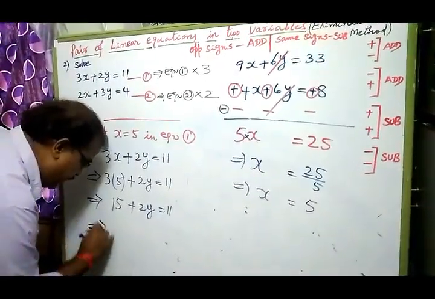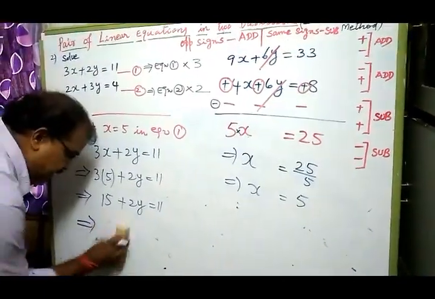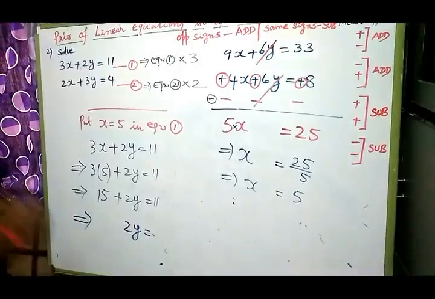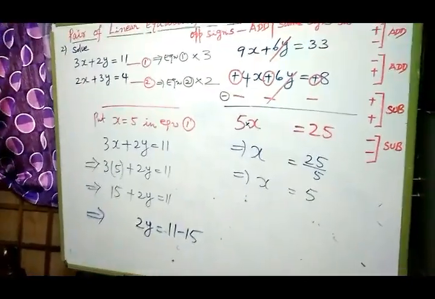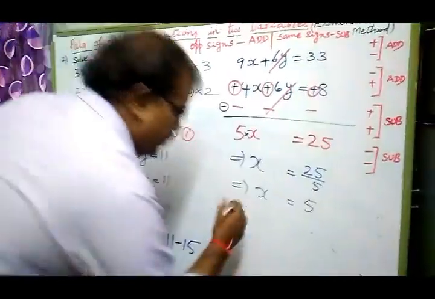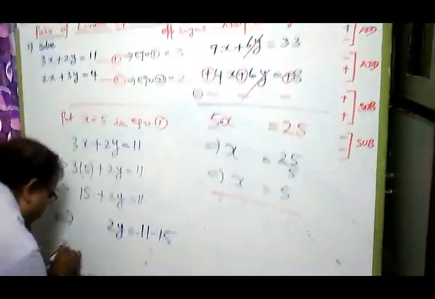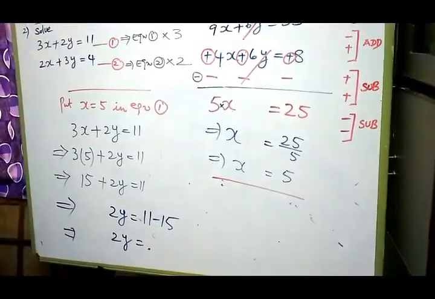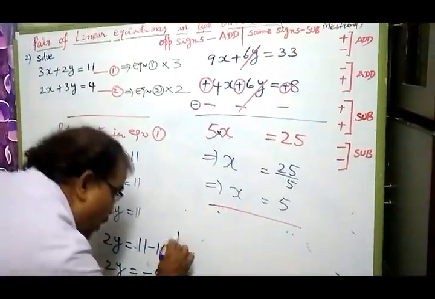That implies 2y is equal to 11 minus 15. Carefully to do. 2y is equal to 11 minus 15, and 11 minus 15 is equal to minus 4.